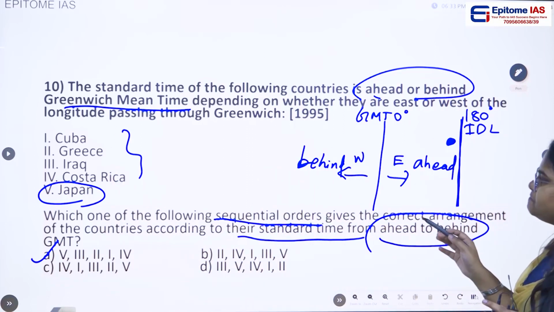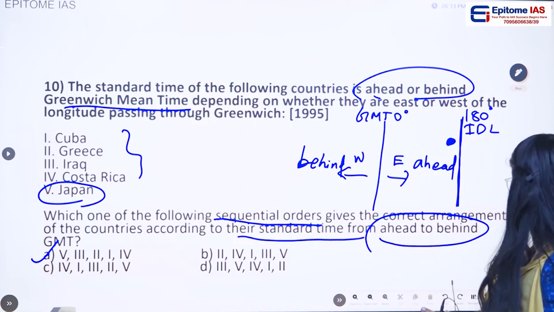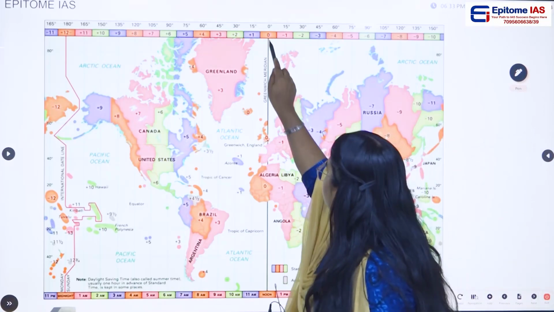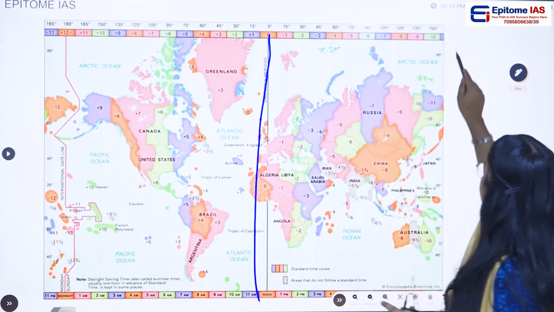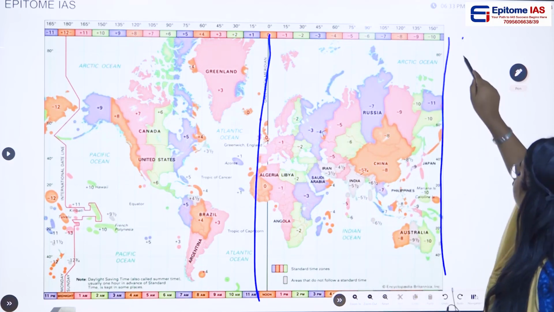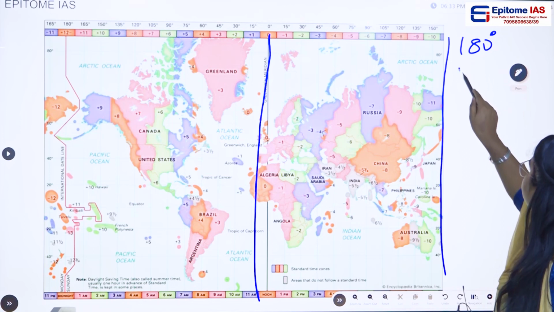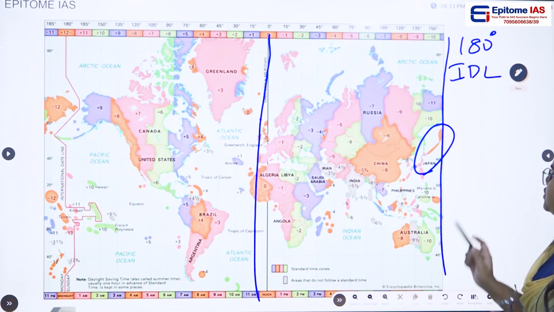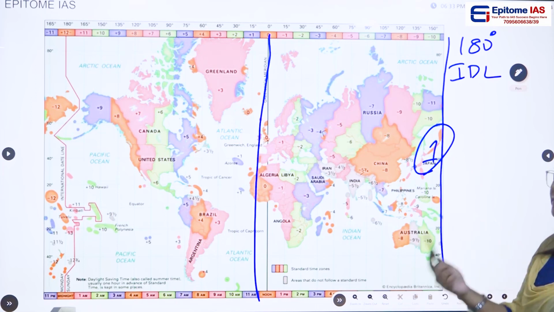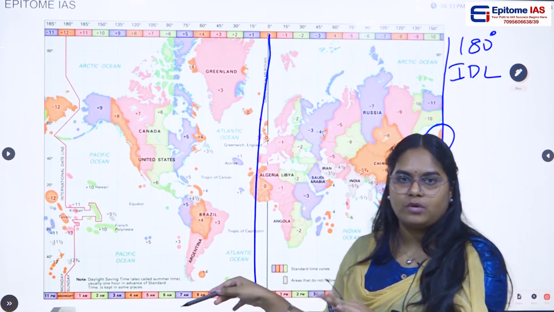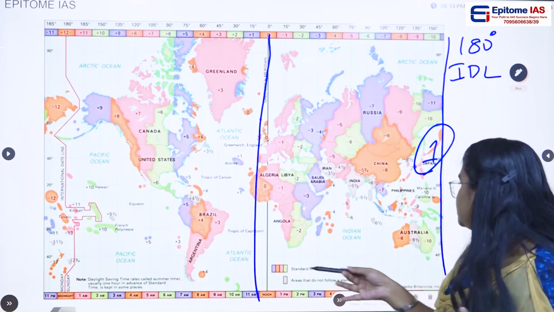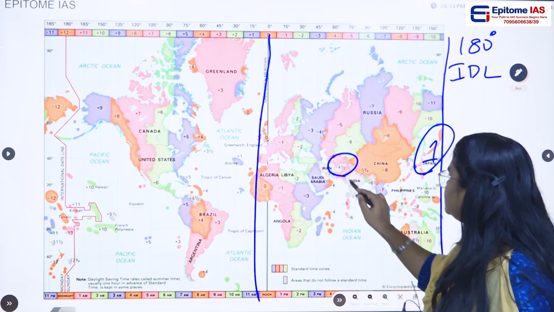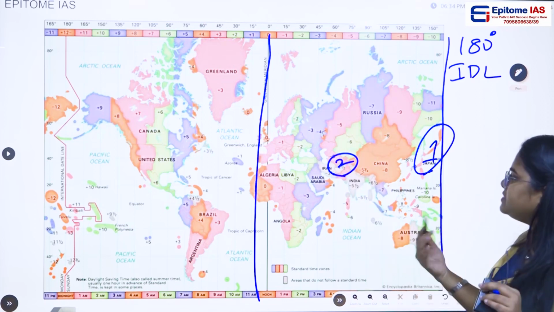Let us go to this particular world map here. We know this is the Greenwich Mean Time, and let us imagine that we have the 180-degree meridian here, that is the international dateline. So if you see Japan, yes, it is one of the first countries, but in the given options, it is going to be the first country. Okay, so Japan is the first country. Then they have given Iraq. Iraq is somewhere here. That is going to be the second country.